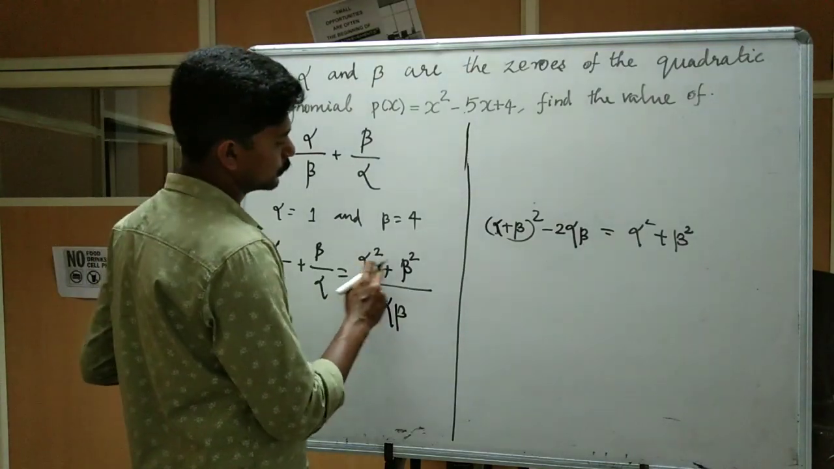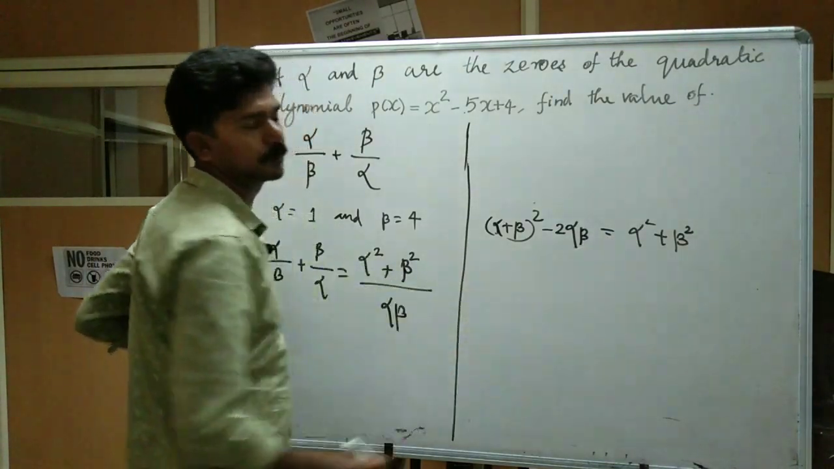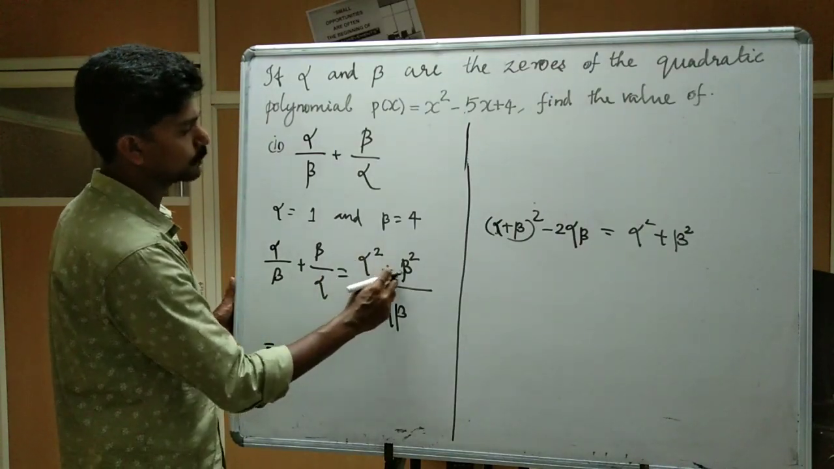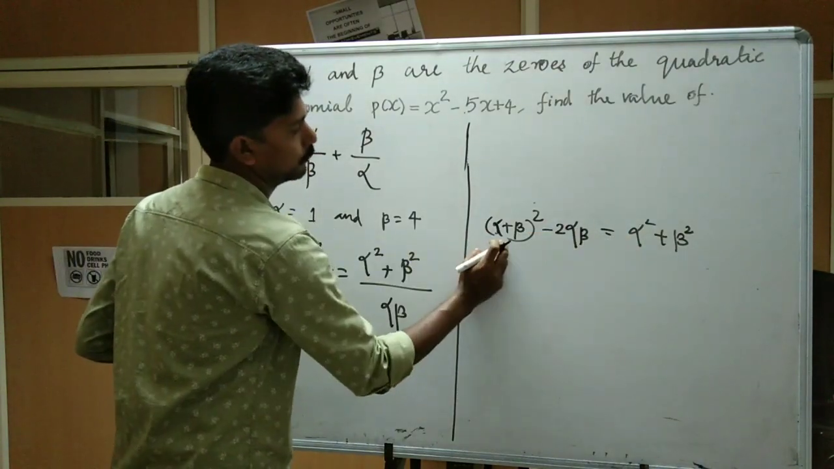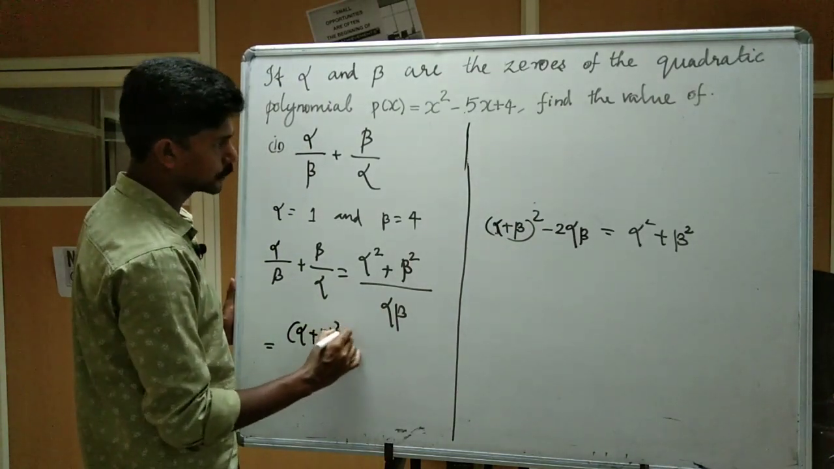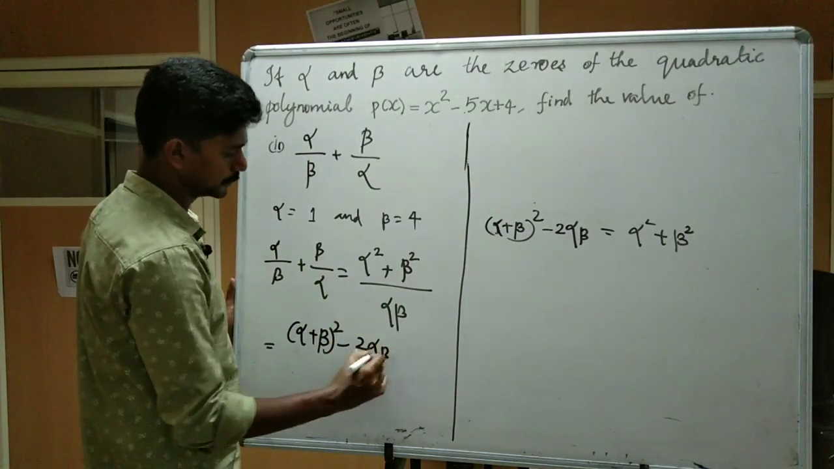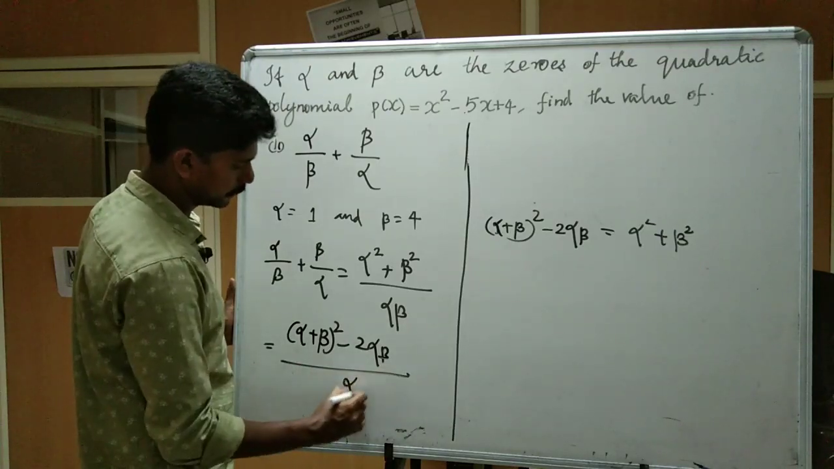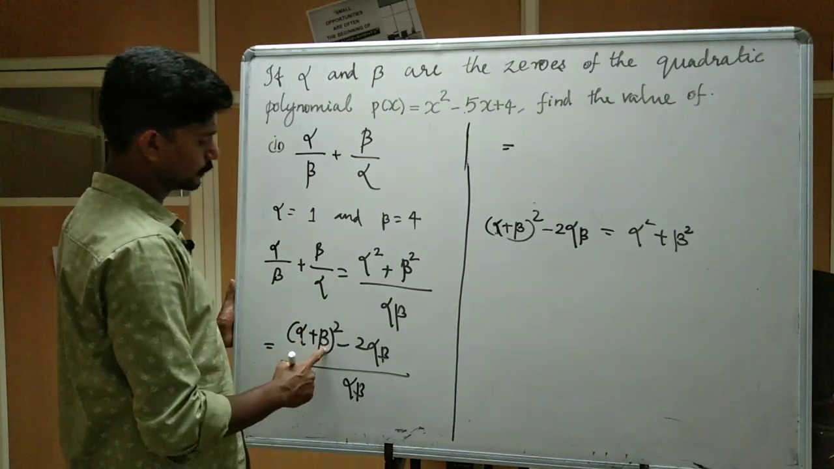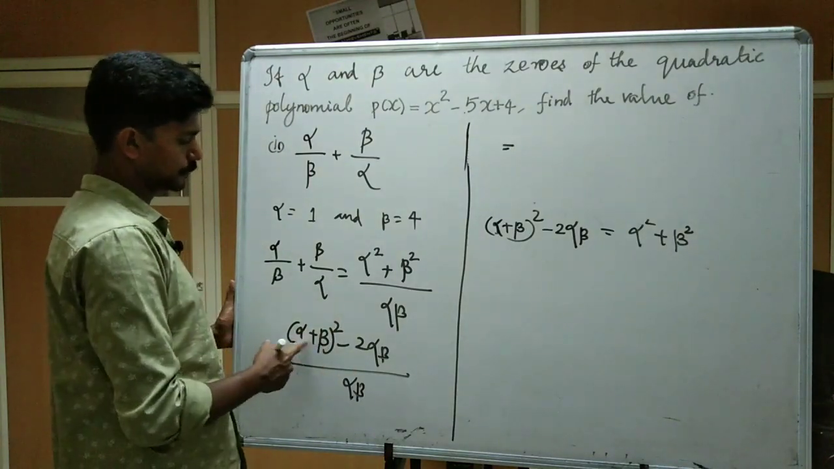So what is alpha square plus beta square? Here we have that result that we can apply here, which is equal to alpha square plus beta square is equal to alpha plus beta whole square minus 2 alpha beta, divided by alpha beta. So which is equal to, what is alpha plus beta? We have to find the sum of zeros.